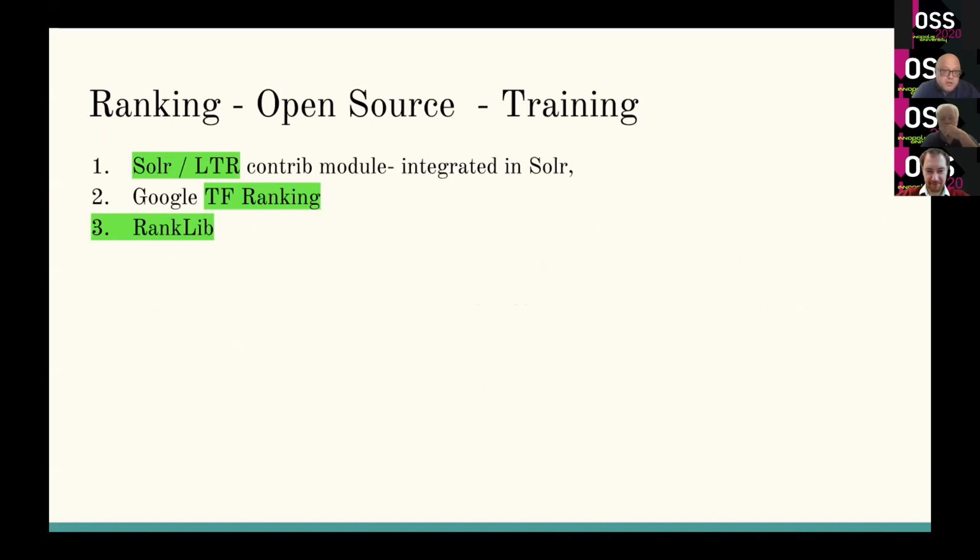So you have the Solr LTR contrib model. Also besides those, you have Google TF Ranking, which is part of TensorFlow, also pretty great. And you have RankLib. I worked with this a little bit 6 years ago. I know it's still alive, not sure how well it works, but they implement a set of important, useful ranking methods.